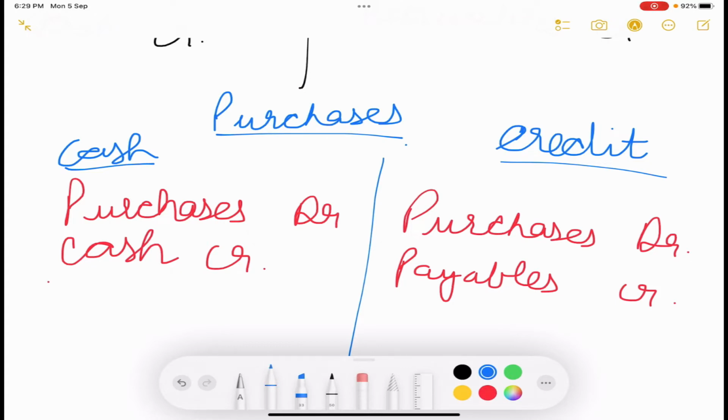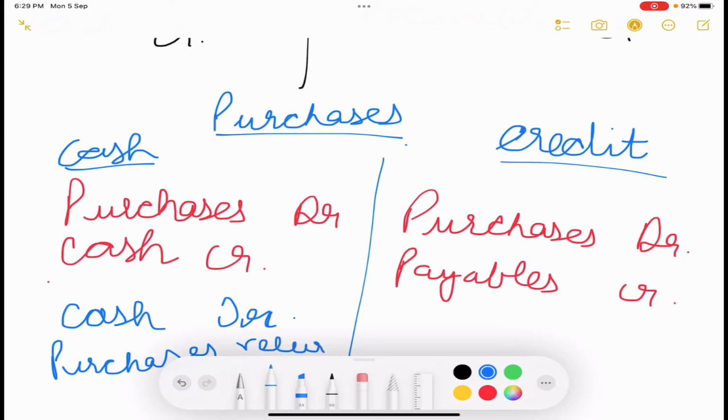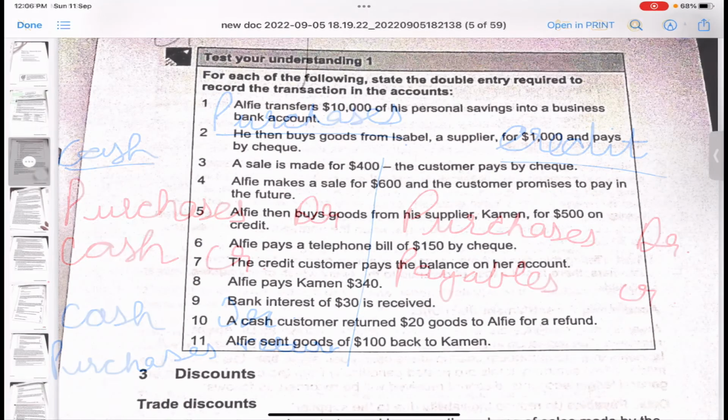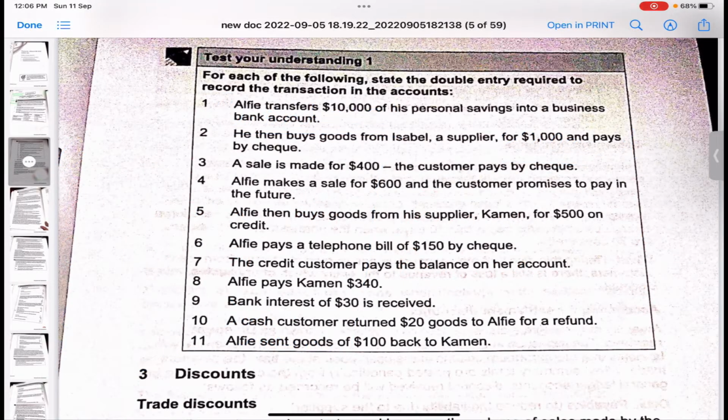So when a purchase return takes place, you are just going to do the same thing again in reverse. This time the cash will get debited and purchases return will get credited. Purchases return will get credited, right? Now let's do your test of understanding. This is based on the journal entries which we have learned.